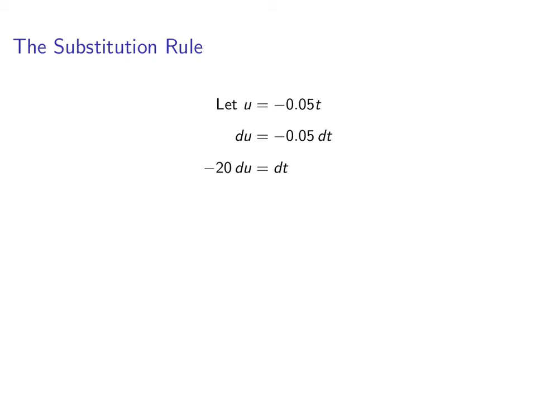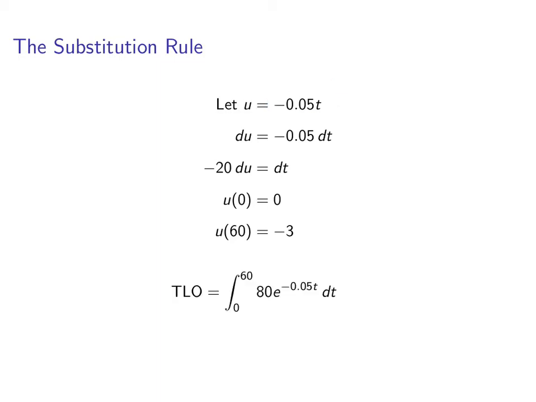Now we're making a substitution on a definite integral. That means we must change limits of integration. When we plug in 0 for t, we'll get u equals 0. We'll also plug in 60. And if we plug in 60, we'll get negative 3. So we're plugging in 0 and we're plugging in 60 into this to get new values for u.